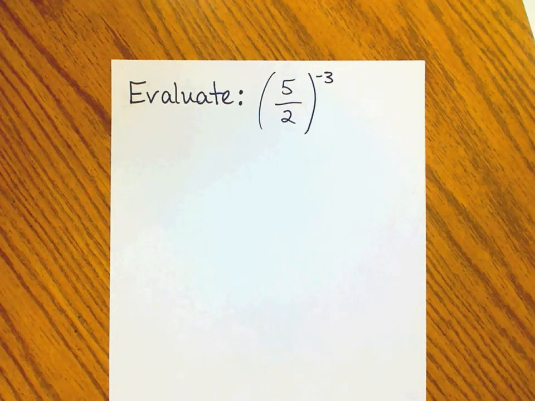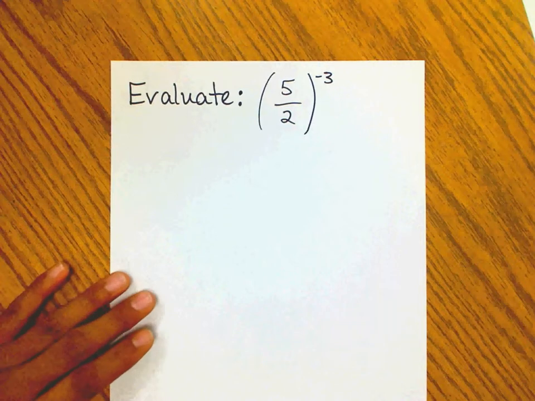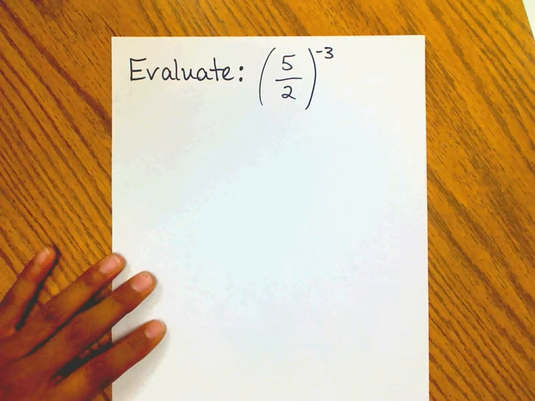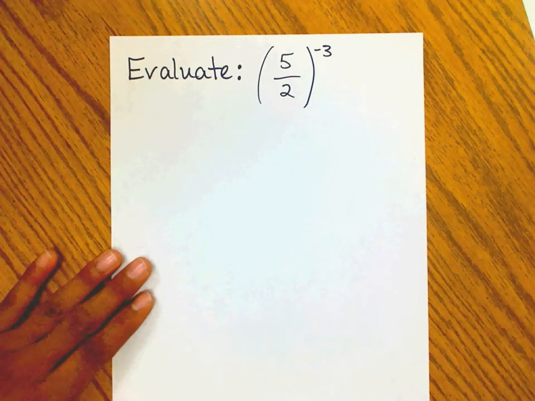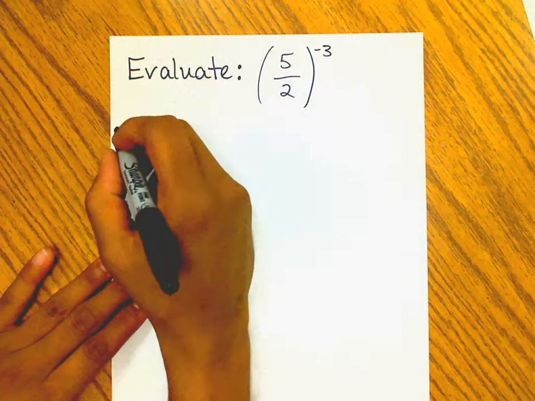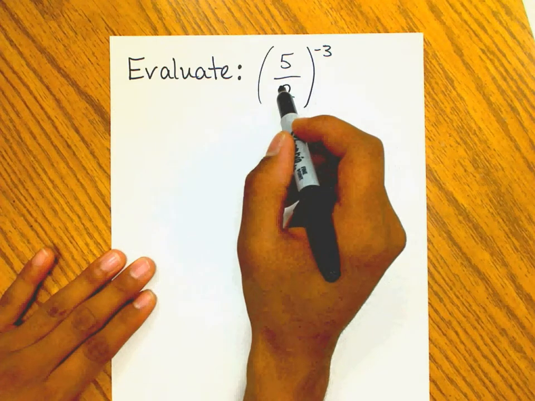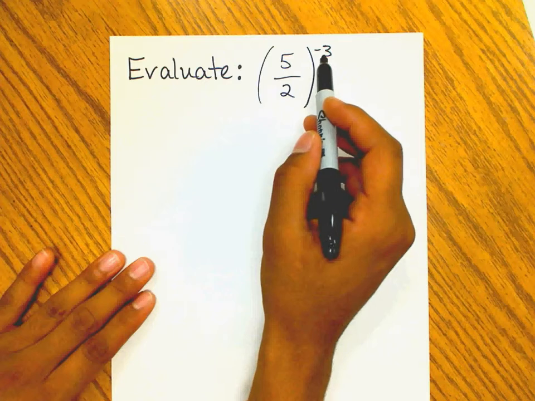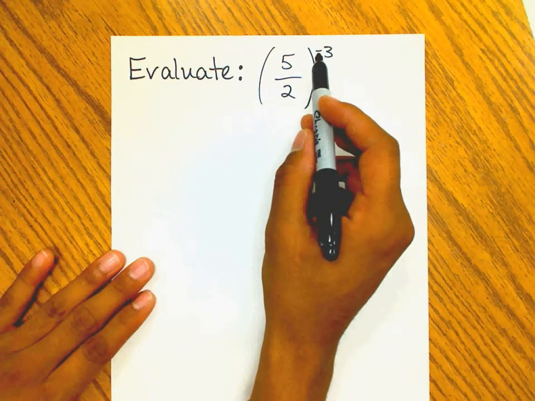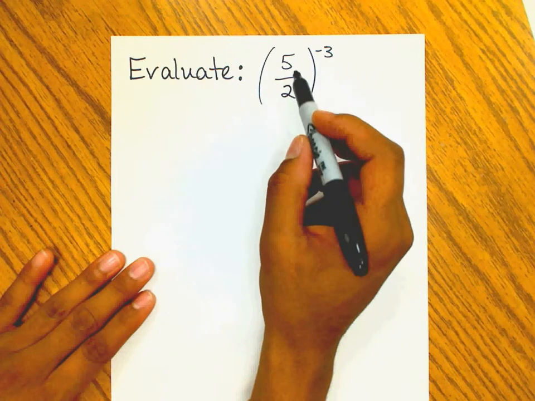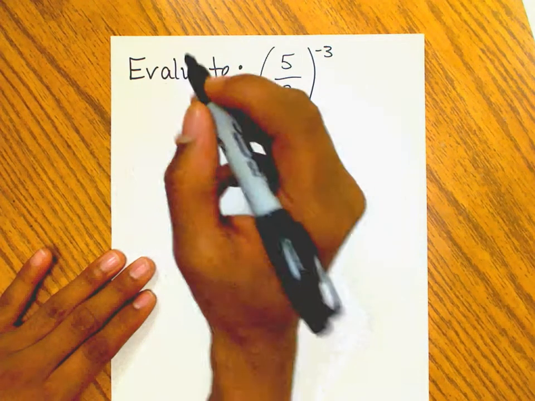All right, there's a couple of different ways you can do this problem. I'm going to go ahead and see if I can show you as many ways as I can. We'll still end up with the same answer, okay? Now, first things first, since this is a negative exponent, that negative means that we have to flip this whole thing or take the reciprocal, okay? So that's what this is going to look like.